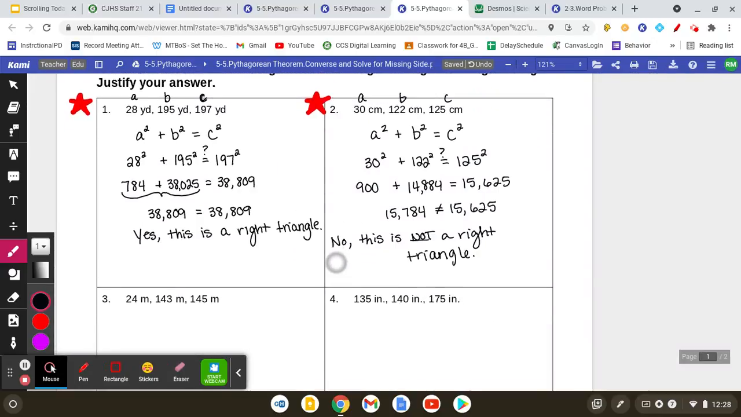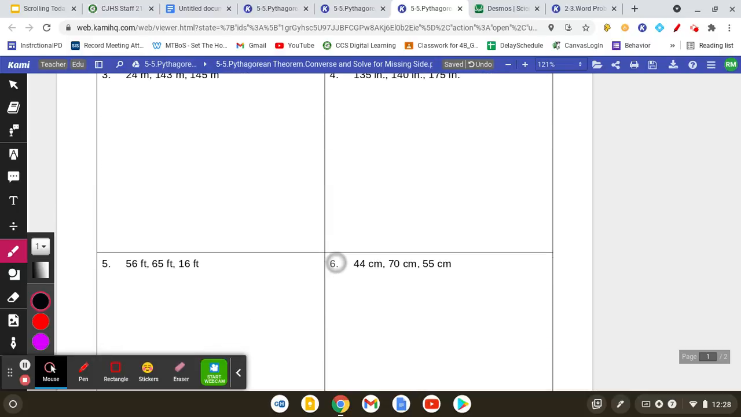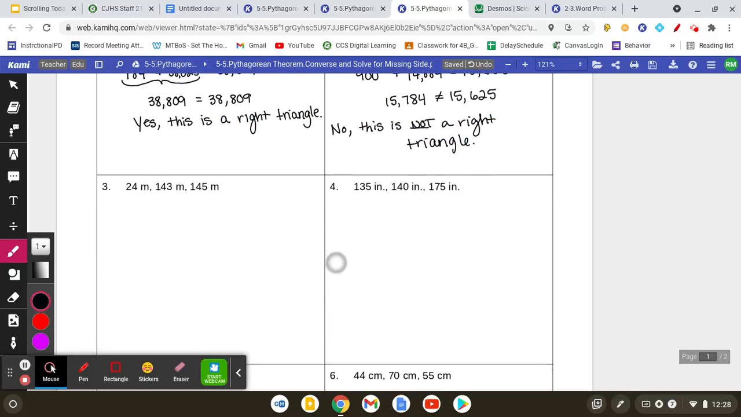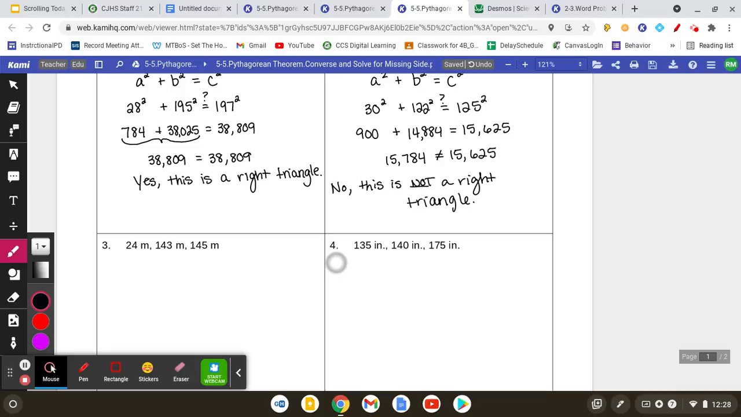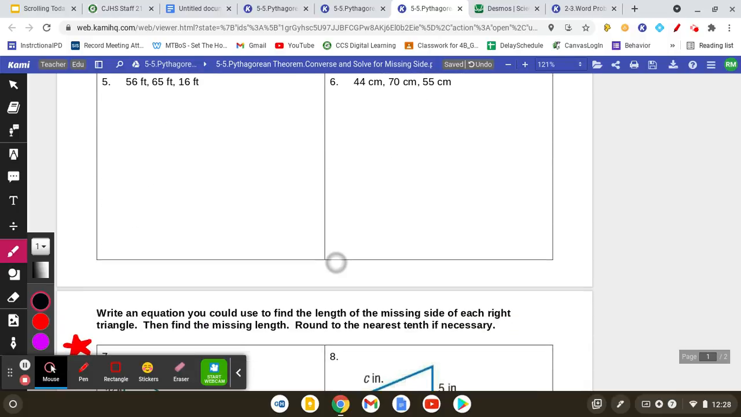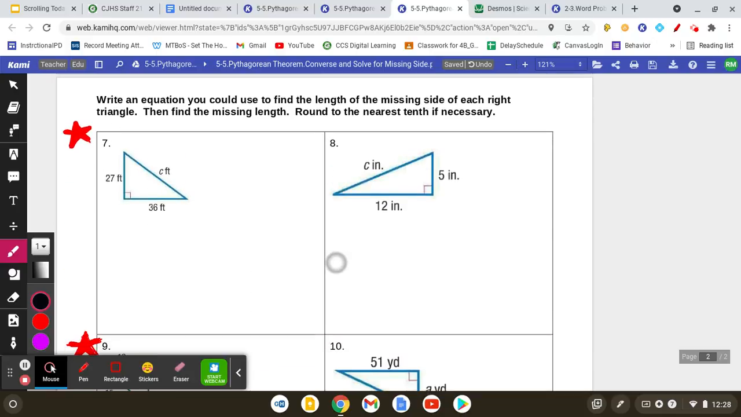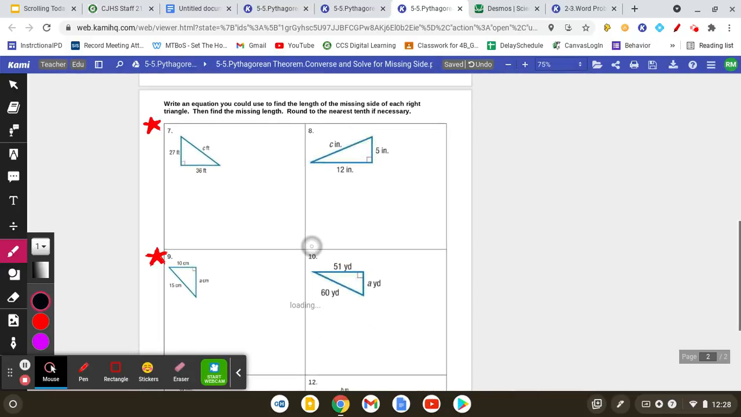Okay, so you have 4 more of those problems to try on your own. Remember that the longest length is your C value. Okay, let's go ahead and flip it over to the back side. We are going to do problems 7 and 9. So I'm going to do 7 with you. I'm going to see if we can set up number 9, and we'll go through both of those problems together.